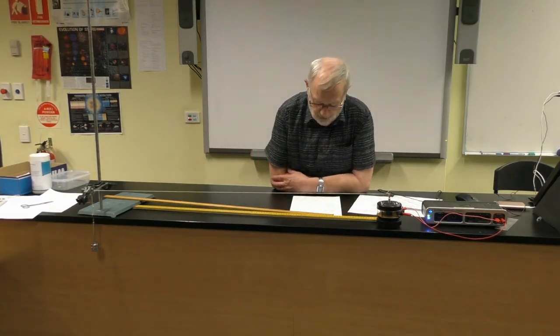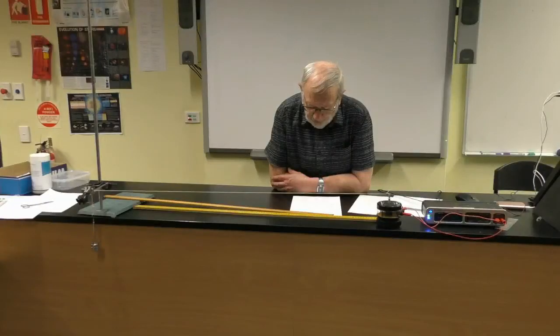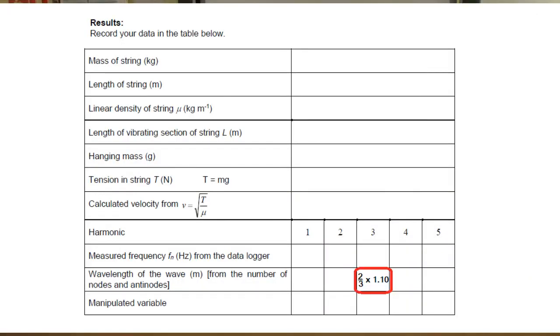For the wavelength for the second harmonic, well, that was that length itself, so that was 1.10. The third harmonic, you can work that out, that's going to be 2/3 of 110, or 2/3 of 1.10 meters. And similarly, you can work out values for the fourth and fifth wavelengths.